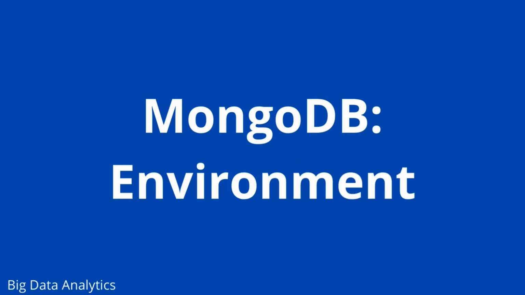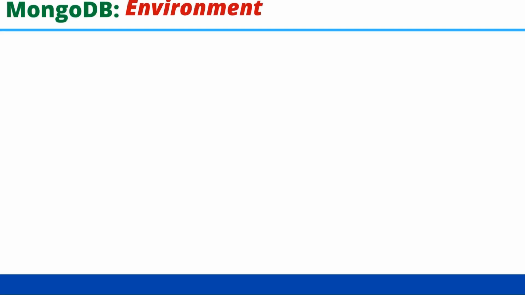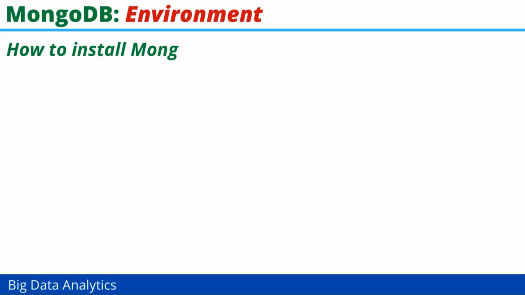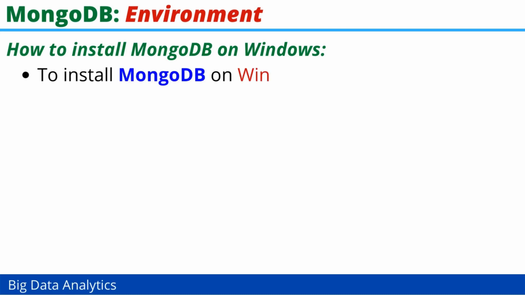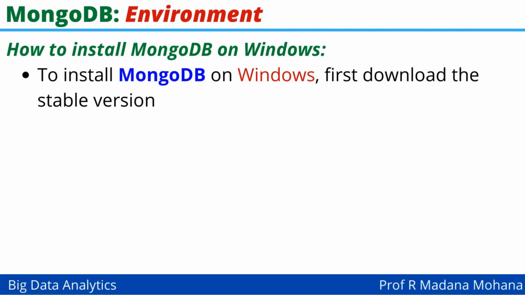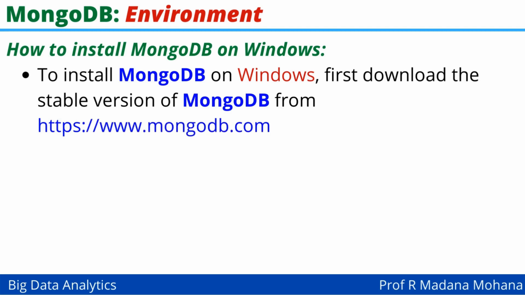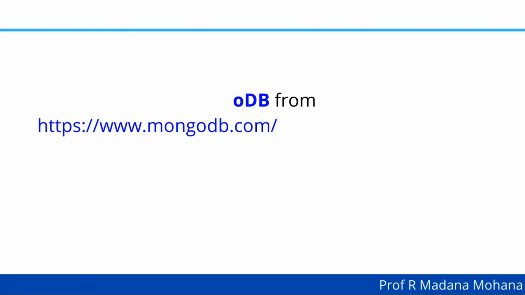Then coming to the environment for installation of MongoDB. First, how to install MongoDB on the Windows operating system. To install MongoDB on Windows, first you have to download the stable version of MongoDB from the following website, that is www.mongodb.com. This is the official website of MongoDB. From this you have to download the stable version of MongoDB for Windows.